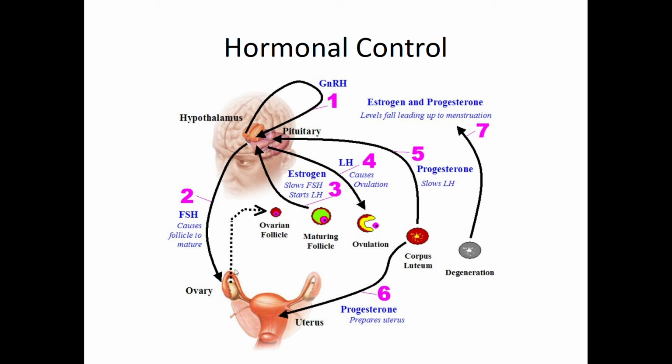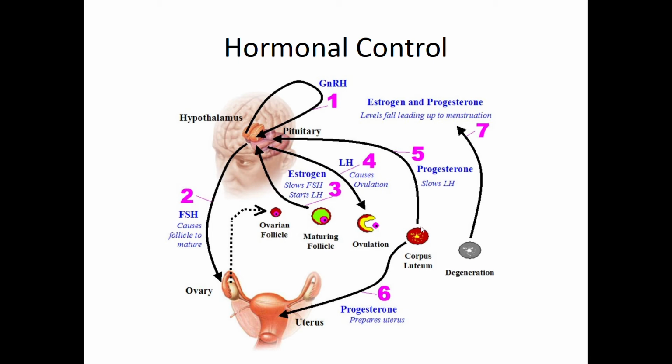So FSH is going to stimulate the follicle. It's follicle stimulating hormone. That's what it does, and that's where that name comes from. So it stimulates the follicle, and the ovarian follicle then starts maturing when it responds to FSH. And that maturing follicle is going to produce estrogen. Now, estrogen is going to have conflicting effects on FSH and LH. Estrogen is going to slow down the production of FSH, preventing additional follicles from maturing. But it's going to start the production of LH, which is luteinizing hormone.